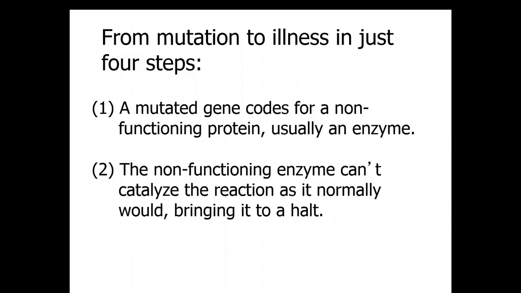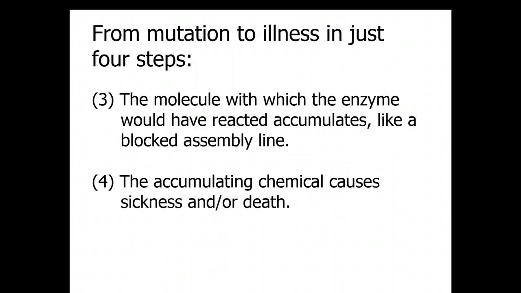From mutation to illness is just four steps. A mutated gene codes for a non-functional protein, usually an enzyme, and the non-functioning enzyme can't catalyze the reaction as it normally would, bringing it to a halt. Although the details differ from one case to another, the overall picture is the same when it comes to many, if not most, inherited diseases. The pathway from a mutation to illness includes these steps. The molecule on which the enzyme would have reacted accumulates like a blocked assembly line. Then the accumulating chemical causes sickness because it builds up and the concentrations get higher than they would normally be. So this would build up and then cause whatever the issues are.